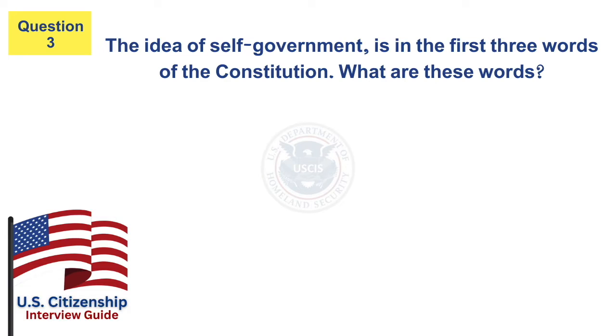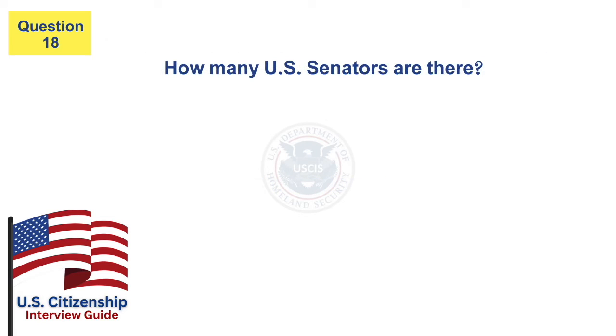The idea of self-government is in the first 3 words of the Constitution. What are these words? We the people. How many U.S. senators are there? 100.